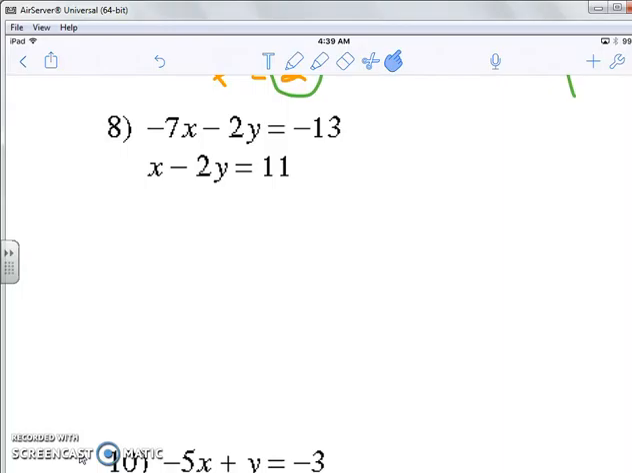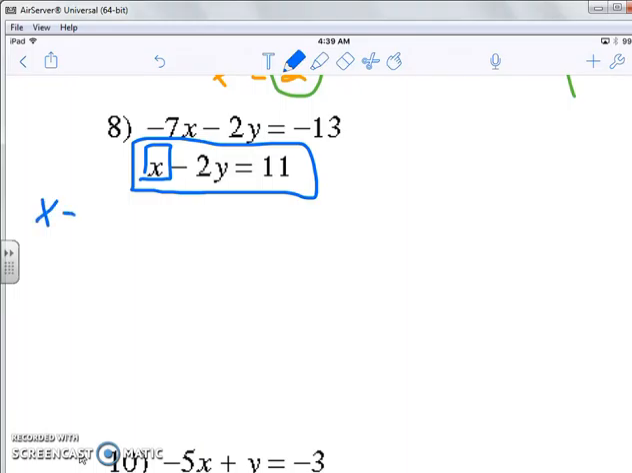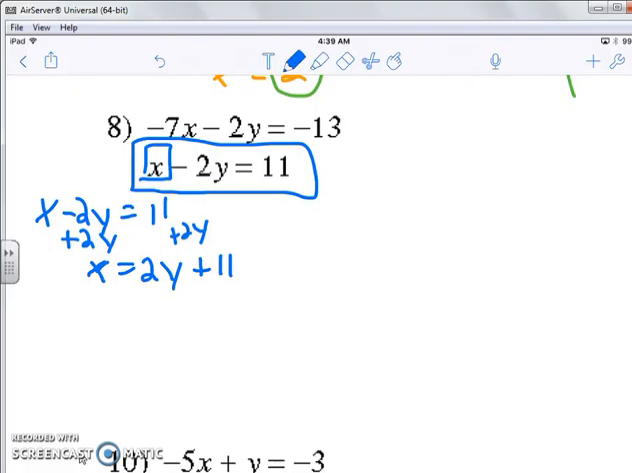All right, looking at number 8, we need to solve for one of the variables. I notice that number 8 has x with a coefficient of 1, and it's positive. So I'm going to solve for that. That's the easiest one to solve for, in my opinion. So starting right over here, I'm going to say x minus 2y equals 11. And I won't get a solution, but I'll get an expression. So this is solving by substitution. This expression then can be put in place of x. It can be substituted in.